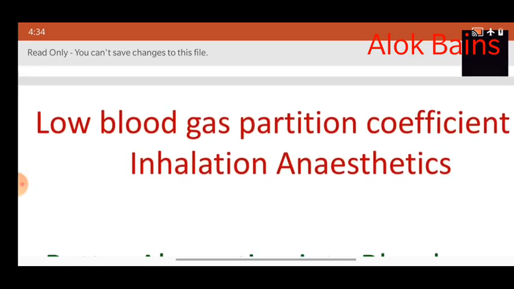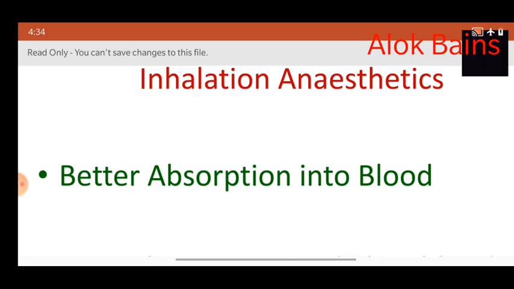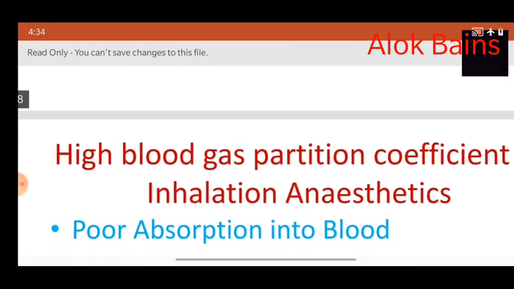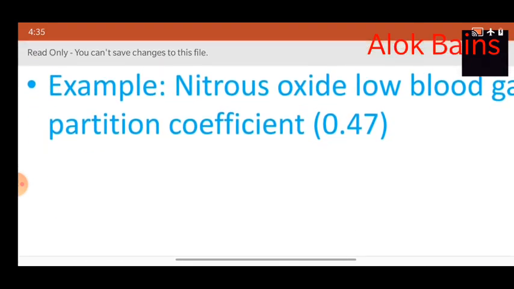Blood partition coefficient means, if the inhalation anesthetics have low blood partition coefficient, it means that inhalation anesthetics shall easily enter into the blood. For example, there is nitrous oxide. Nitrous oxide has low blood partition coefficient, that is 0.47. It means nitrous oxide shall easily enter into the blood circulation and it will have a high rate of absorption.